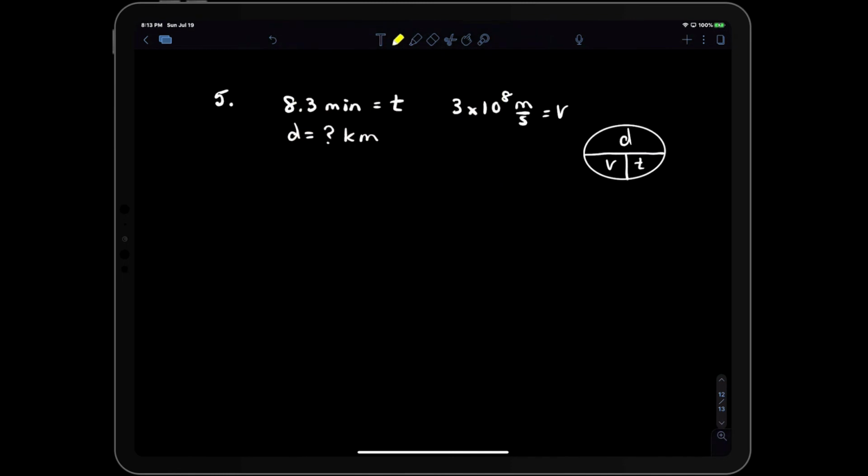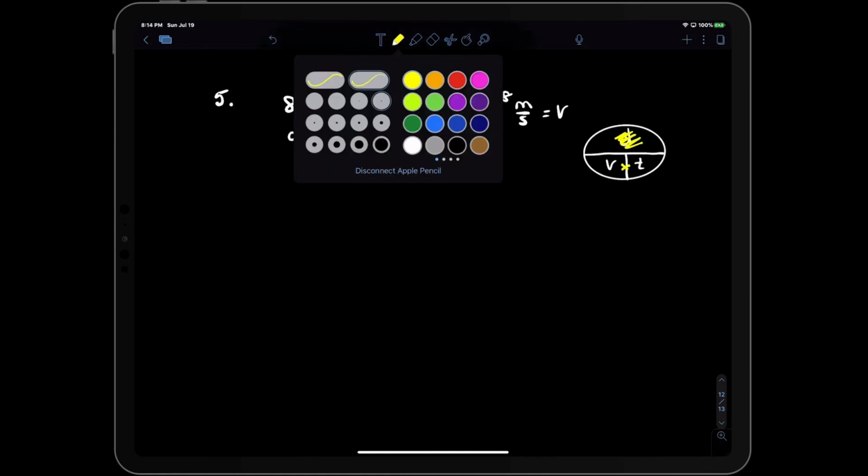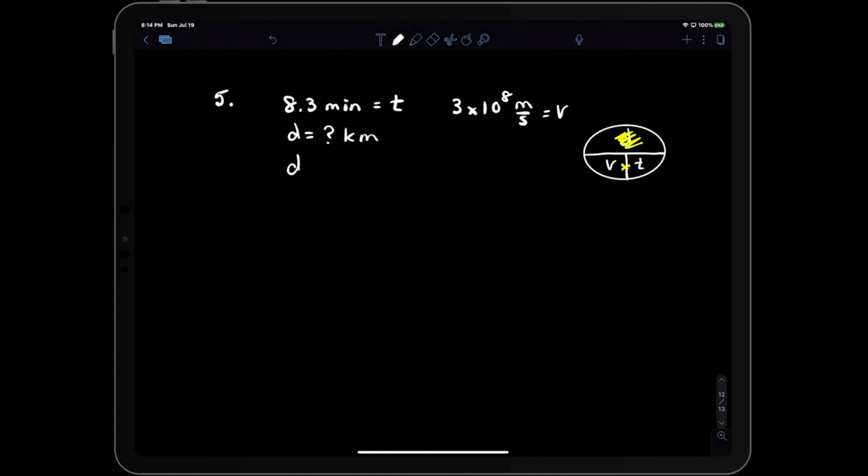And if I'm trying to figure out what the distance is, if I cover that up, I notice that velocity and time are side by side. So that means my equation is going to be velocity times time. Now, if you are good with algebra, you can rearrange the equation yourself without the aid of the little diagram by simply multiplying both sides by the time to cross cancel it. So whichever way works for you, use it.